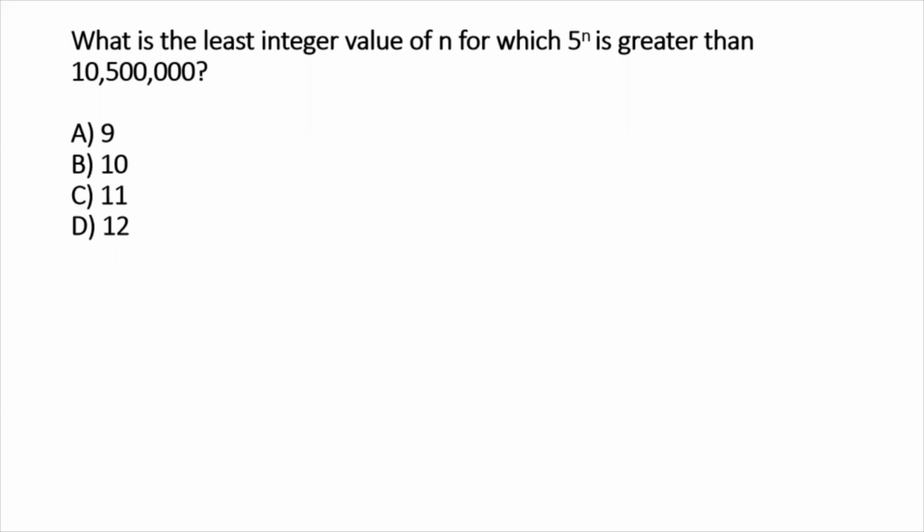This is a question on exponents, which I saw in a GRE practice test. It asks for the least integer value of n for which 5 to the power n is greater than this pretty big number, 105 followed by 5 zeros. And it's a multiple choice question, so we have to select the correct answer.